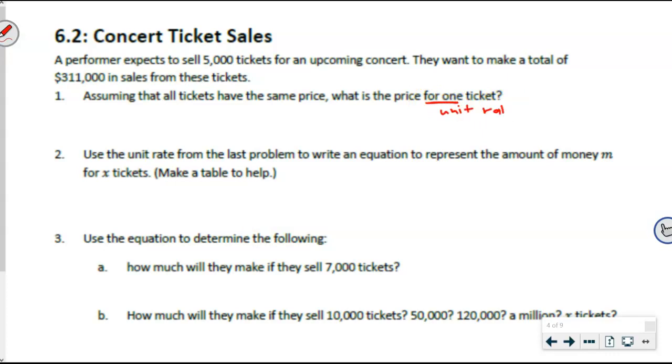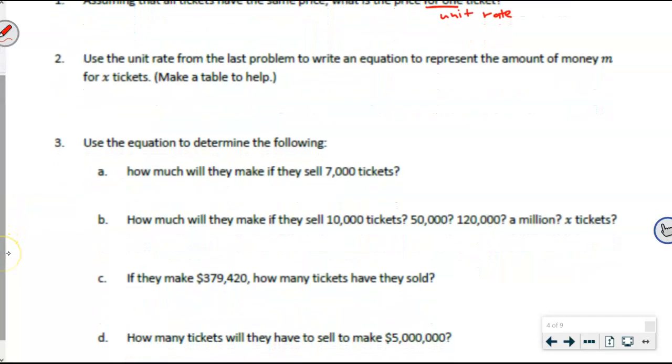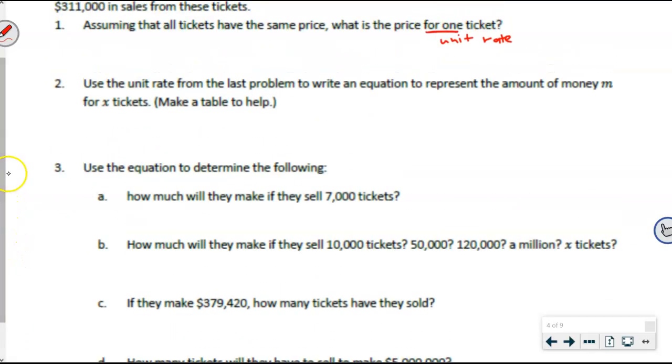The next question says, using the unit rate from that last problem, we want to write an equation to represent the amount of money M for X tickets. You can make a table if it helps. And we'll do all of that together after students have had a chance to work on it. And then number 3, we're using that equation. After we write the equation, we're going to use the equation to answer all of those questions that follow. Okay, so let's at least start 1 and 2.